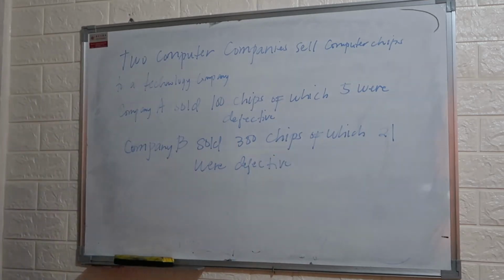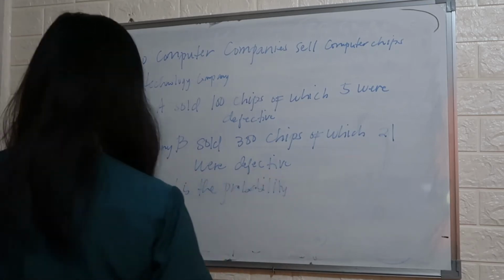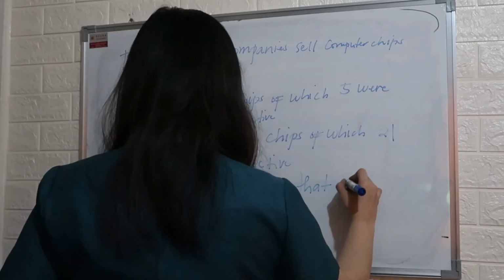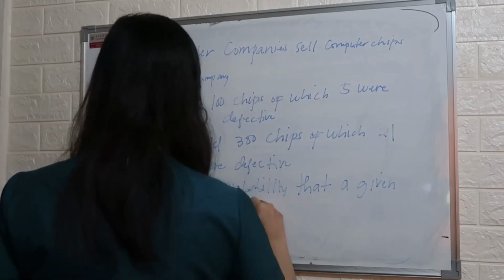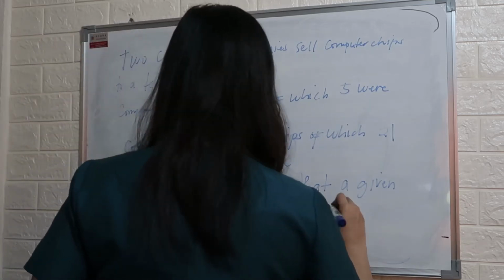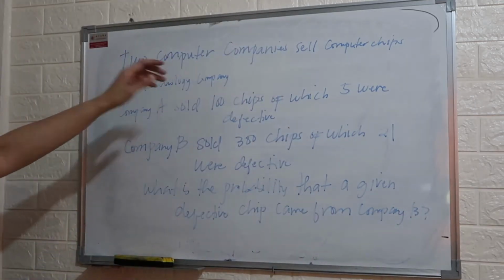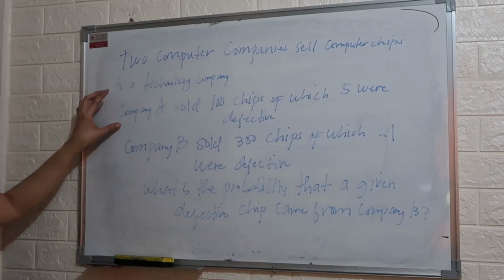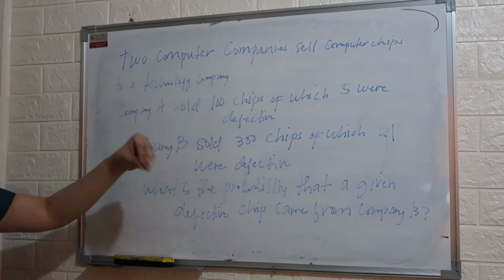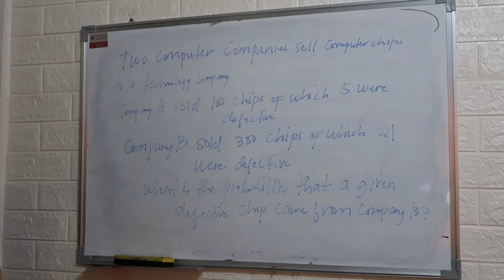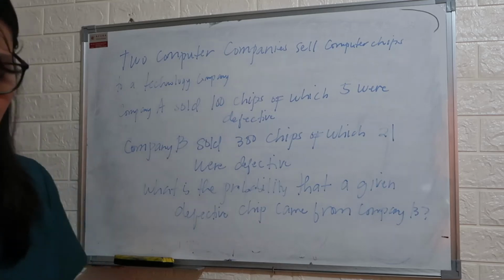Okay. So what is the probability that a given defective chip came from company B? Okay? So two computer companies sell computer chips to a technology company. Company A sold 100 chips, of which 5 were defective. Company B sold 300 chips, of which 21 were defective. So what is the probability that a given defective chip came from company B? Okay? Came from company B.